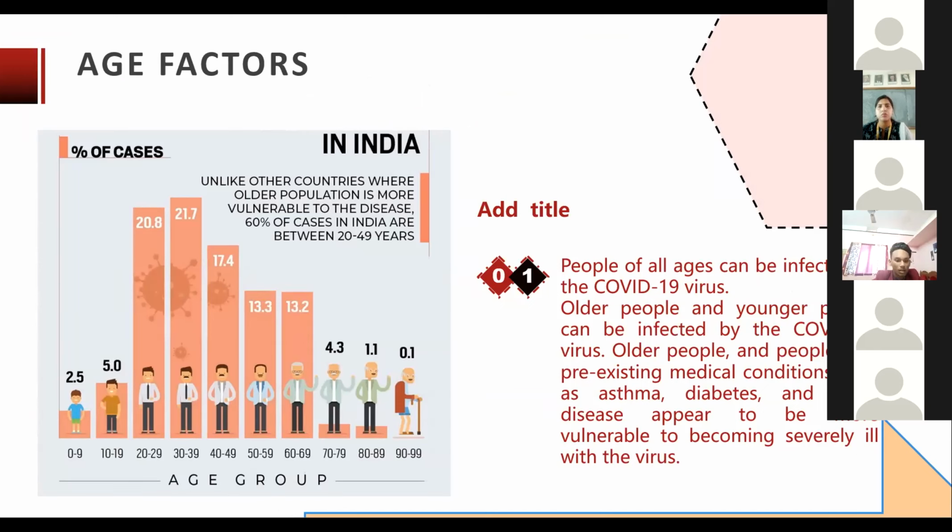People of all ages can be infected by the COVID-19 virus. Older people and younger people can be infected by the COVID-19 virus also. Older people and people with pre-existing medical conditions such as asthma, diabetes, and heart diseases appear to be more vulnerable to becoming severely ill with the virus.